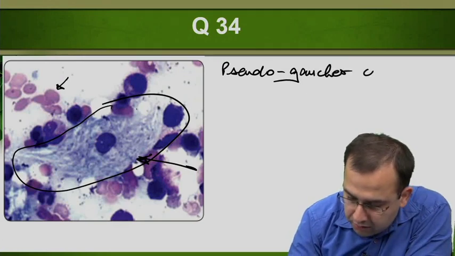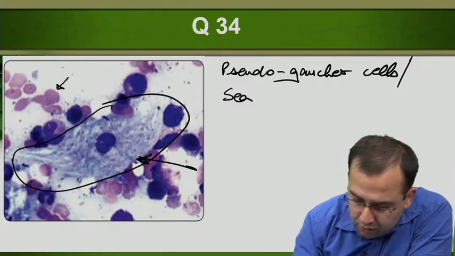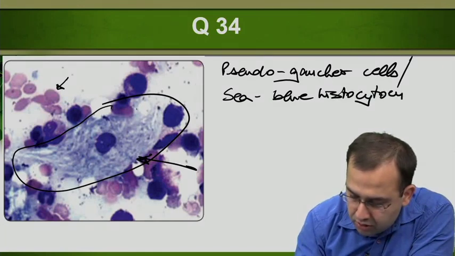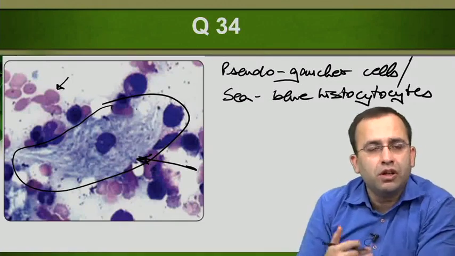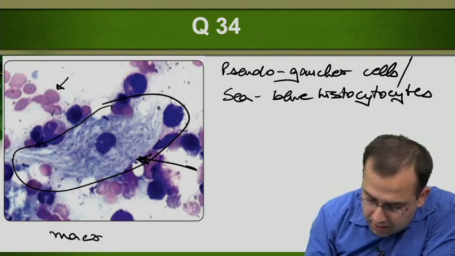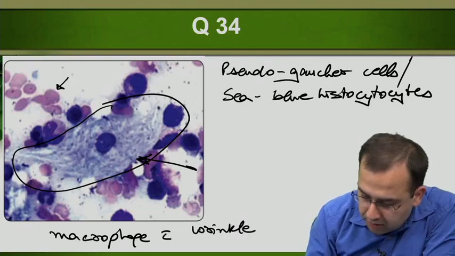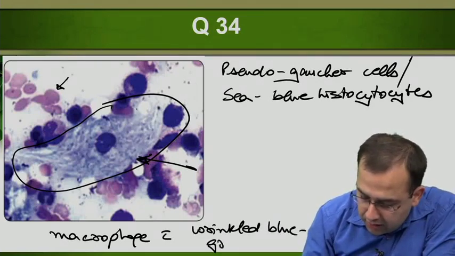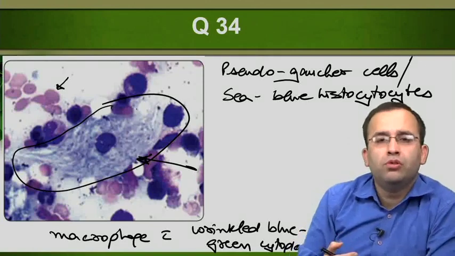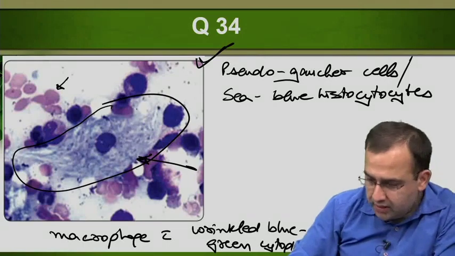Again, an important prospective question has not been asked till now. This is a pseudo Gaucher cell or sea-blue histiocytes. How do I know this is a pseudo Gaucher cell? Because it is a macrophage. It is a very large cell with wrinkled blue-green cytoplasm. That is a sea-blue histiocyte or the pseudo Gaucher cell seen in CML.